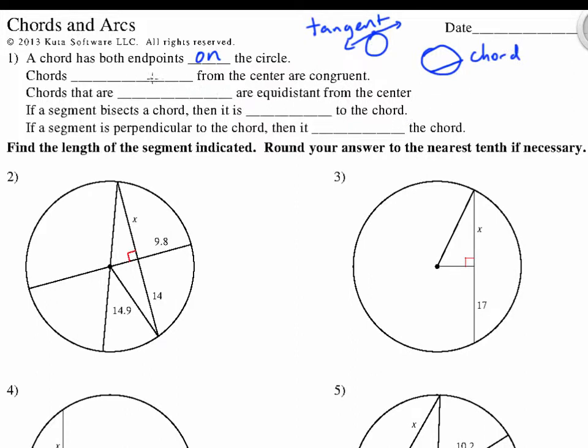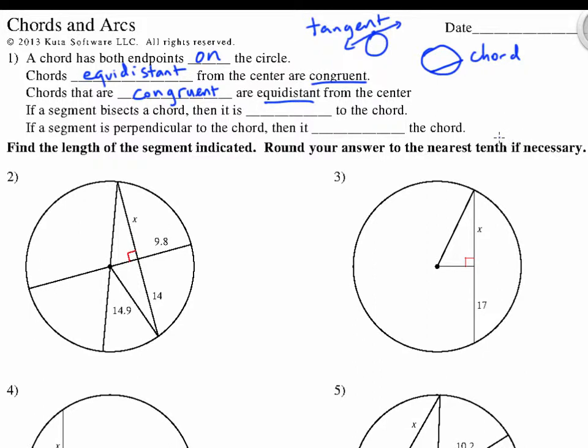Chords equidistant from the center are congruent. We talked about this. So if they're equidistant from the center, then they're congruent. And the converse also: chords that are congruent are equidistant from the center. So both of those are true.